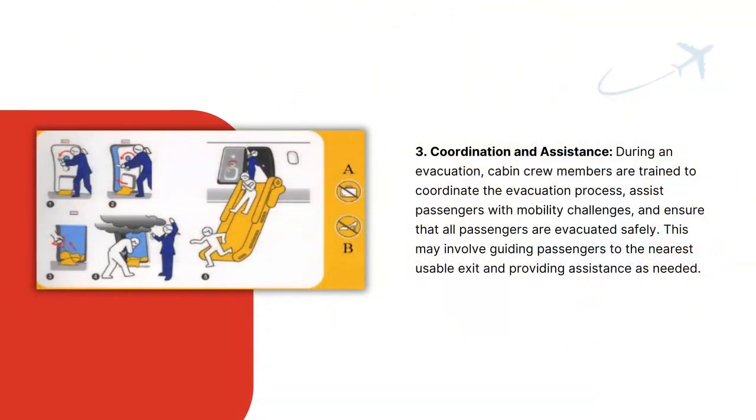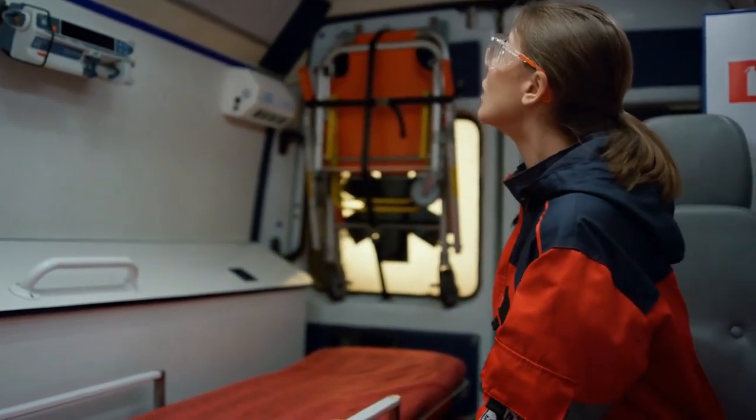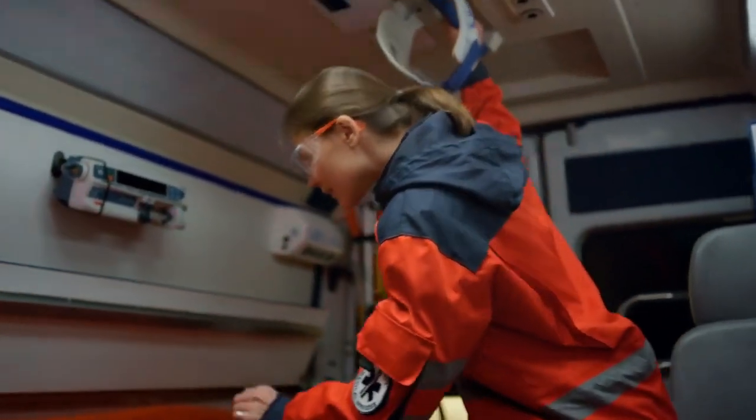3. Coordination and assistance. During an evacuation, cabin crew members are trained to coordinate the evacuation process, assist passengers with mobility challenges, and ensure that all passengers are evacuated safely. This may involve guiding passengers to the nearest usable exit and providing assistance as needed.